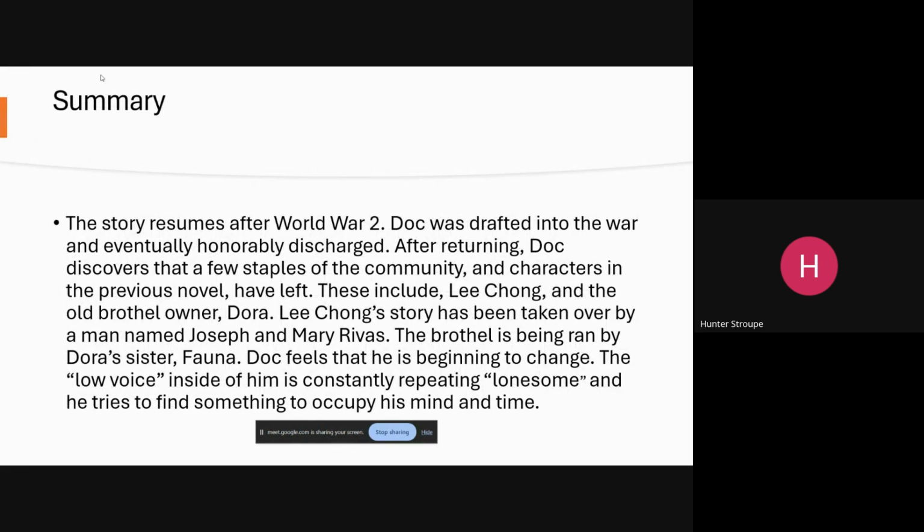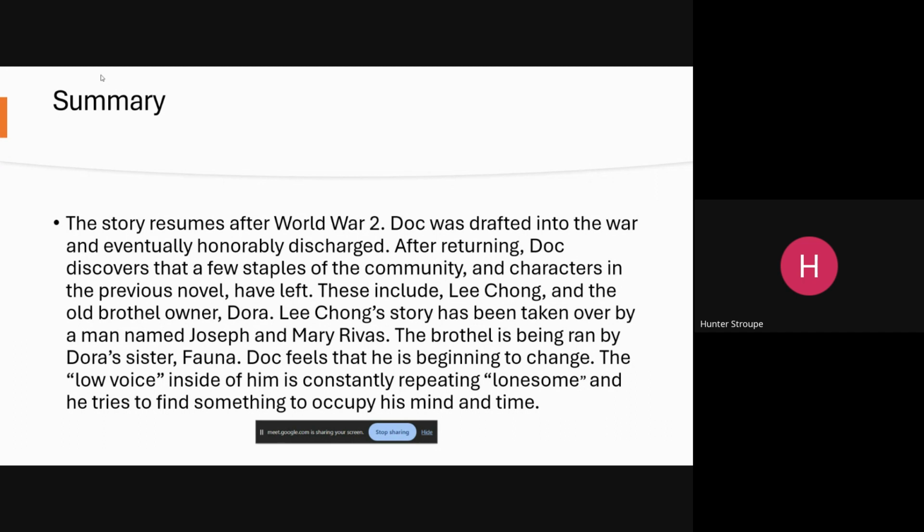For a summary of the story, I put, the story resumes after World War II. Doc was drafted into the war and eventually honorably discharged. After returning, Doc discovers that a few staples of the community Cannery Row and the characters in the previous novel have left. These characters include Lee Chong, who owned the grocery store, and the old brothel owner, Dora. Lee Chong's store, not story, has been taken over by a man named Joseph and Mary Rivas.